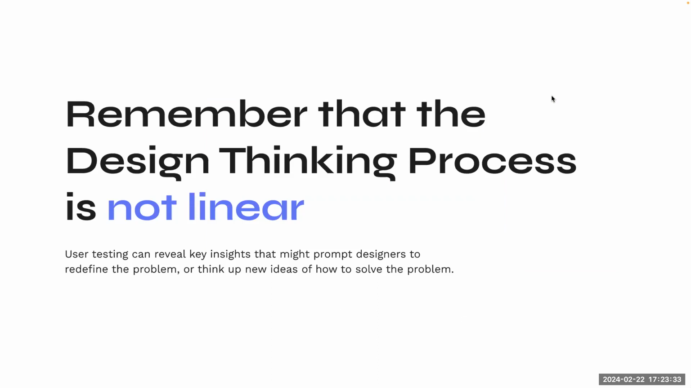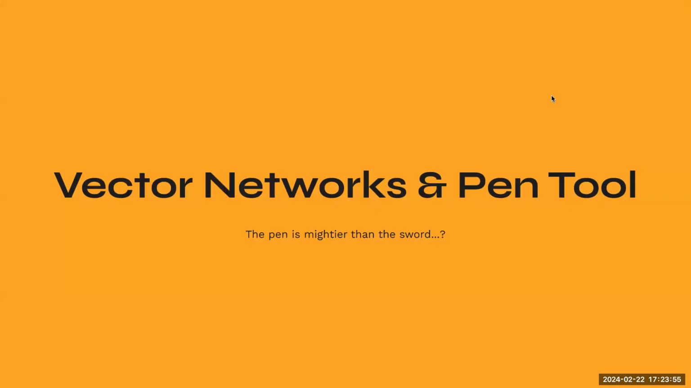Remember that the design thinking process is not linear. There are a lot of different converging and diverging aspects. User testing can reveal insights that might not have one singular solution. You might have to branch out and find a bunch of different ways to tackle the problem. With that, any questions before we move on to the pen tool?